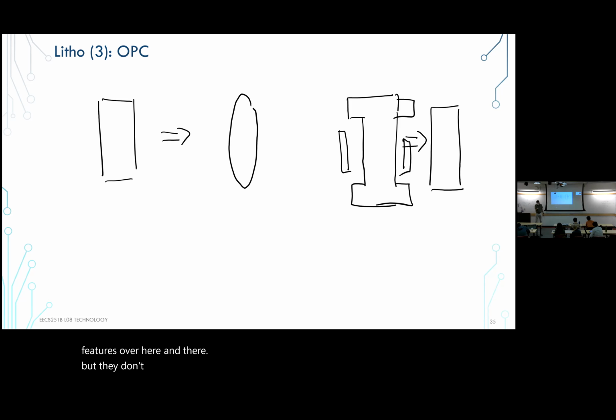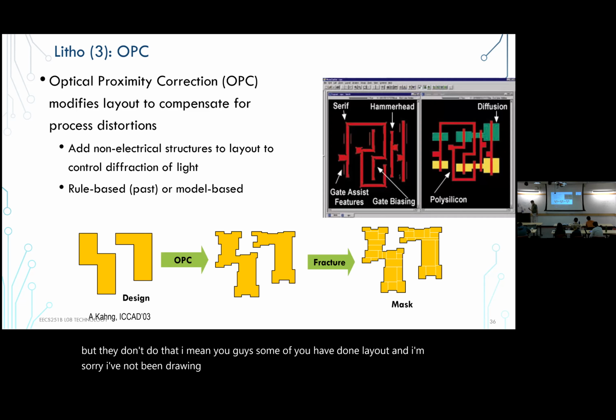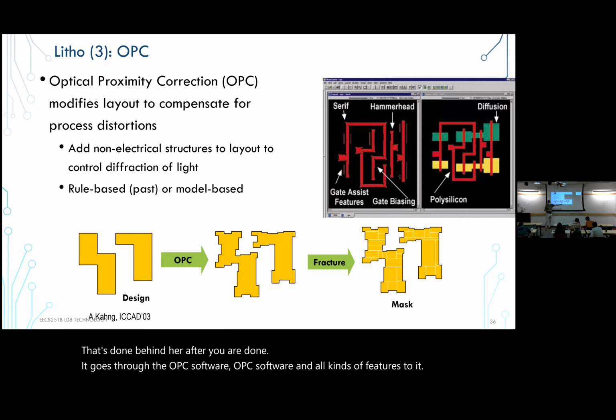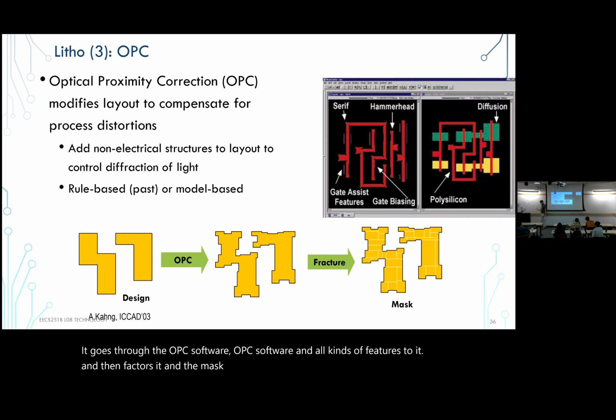Some of you have done layout, and I'm sure you have not been drawing dog bones and these assist features. That's done behind the scenes, after you're done. It goes through the OPC software. OPC software adds all kinds of features to it, and then fractures it, and the math is written to incorporate all of these features. It's a lot of work for the software. The number of features, from what you've drawn to what is being made on a mask, is blown up by about 100x.